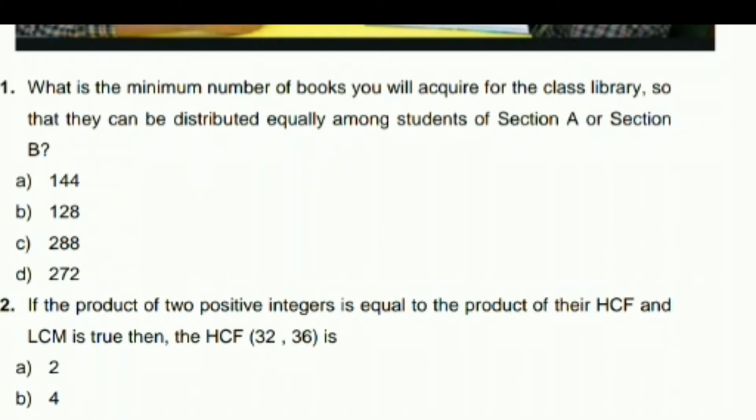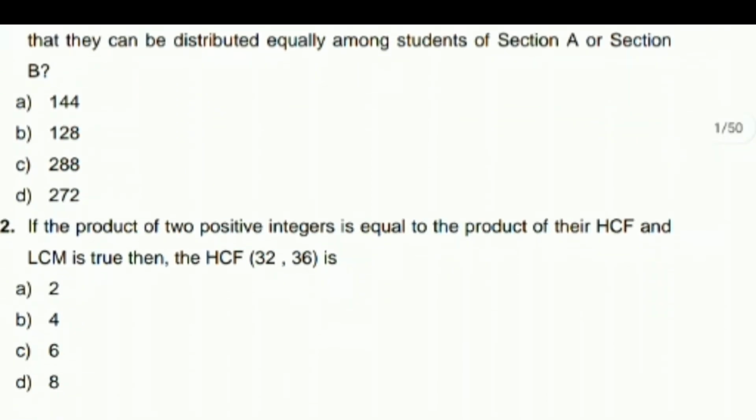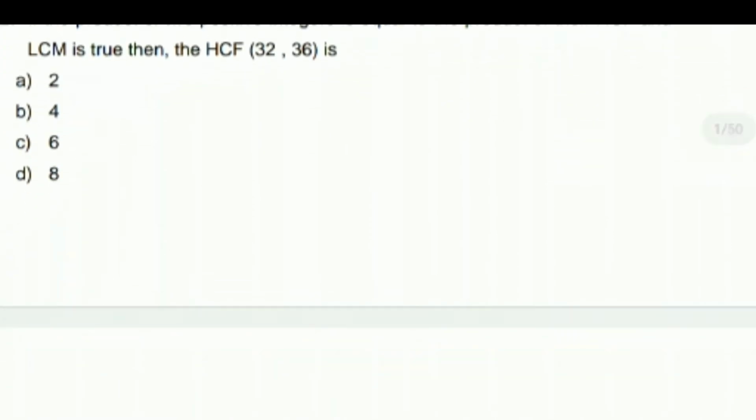Okay. Now the second question, if the product of two positive integers is equal to the product of their HCF and LCM is true, then the HCF. So the question itself is telling that the product of two positive integers is equal to the product of HCF into LCM, and we already know this. We have studied this. So either you can directly find the HCF of 32 and 36, or you can also use the formula product of two numbers by LCM. LCM you already came to know from the first question and you can simply use it. Okay, let's move on, and when you solve you'll get the answer as 4. You can directly see that 4 is only the HCF.